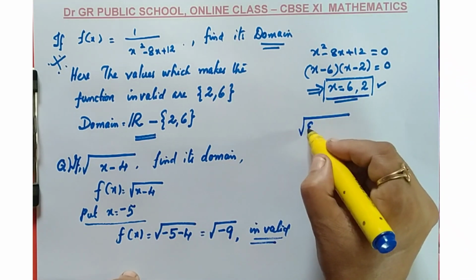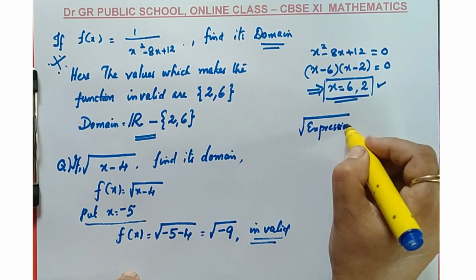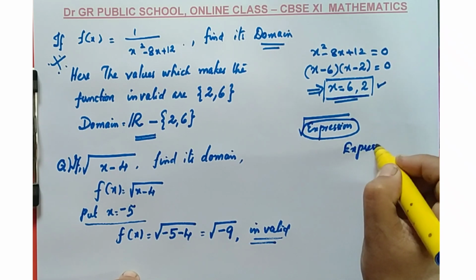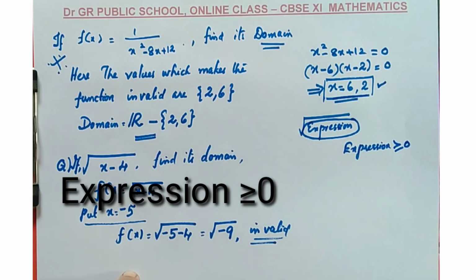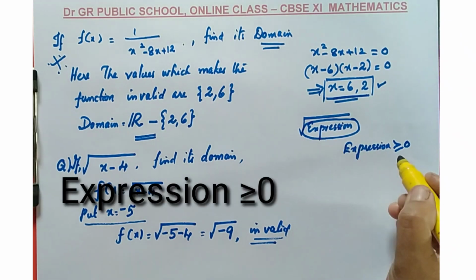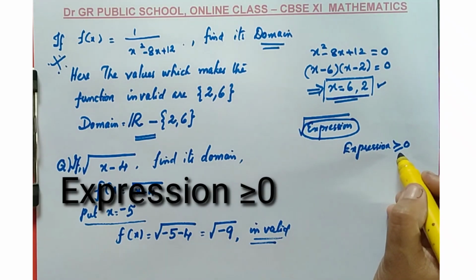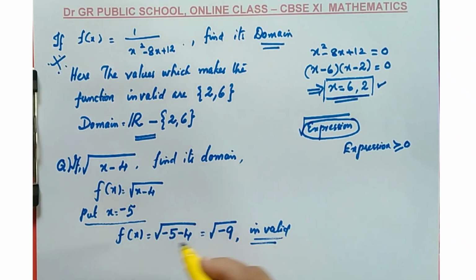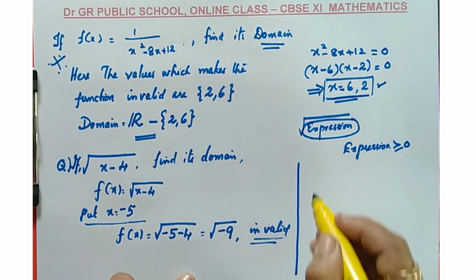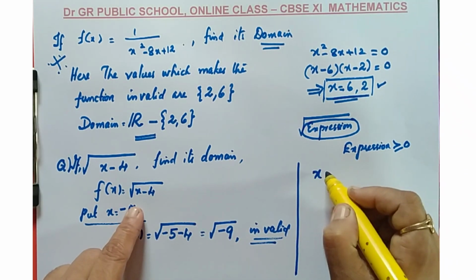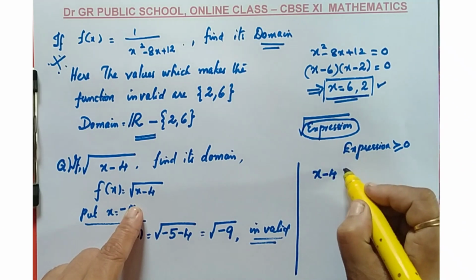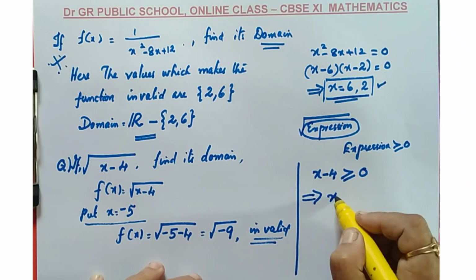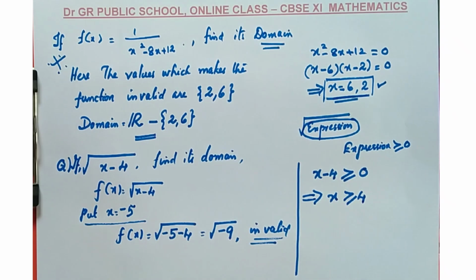So when a root expression will come, you need to remember that within the root the expression should be positive or the value should be greater than or equal to 0. That is, 0 or positive values. Otherwise the function will become invalid. Now we can check which are the values which make this 0. Here the expression within the root is x minus 4. This need to be greater than or equal to 0. From this you can say that x should be greater than or equal to 4.